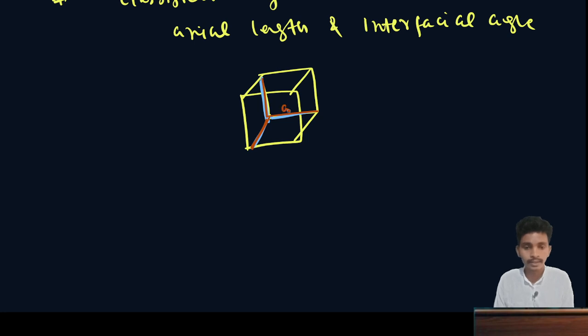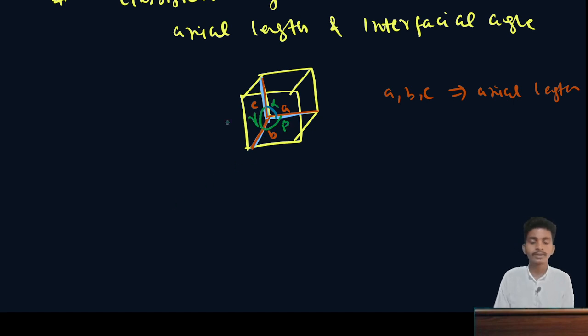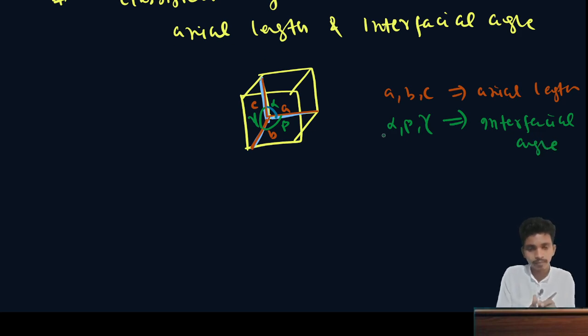Let's say this is A, this is B, and this is C. Okay, so A, B and C are the axial lengths, and the interfacial angles are this one is alpha, let's say this is beta, and let's say this is gamma. Okay, so these are the interfacial angles, that is alpha, beta, gamma are interfacial angles. So based on this, we have different types of unit cells.